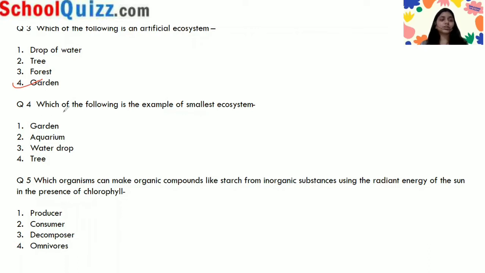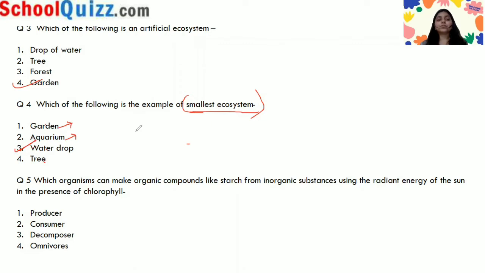Question number 4: which of the following is the example of the smallest ecosystem? You have the options garden, aquarium, water drop, tree. Garden is also an ecosystem. Aquarium is a little smaller than the garden. Then water drop and a tree. You might be confused between these two, but the answer is water drop.